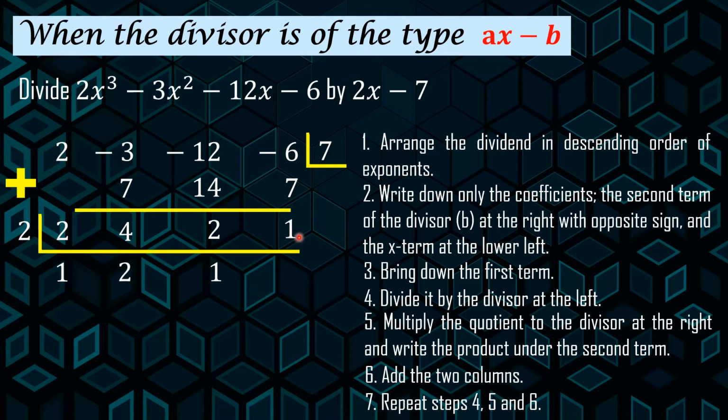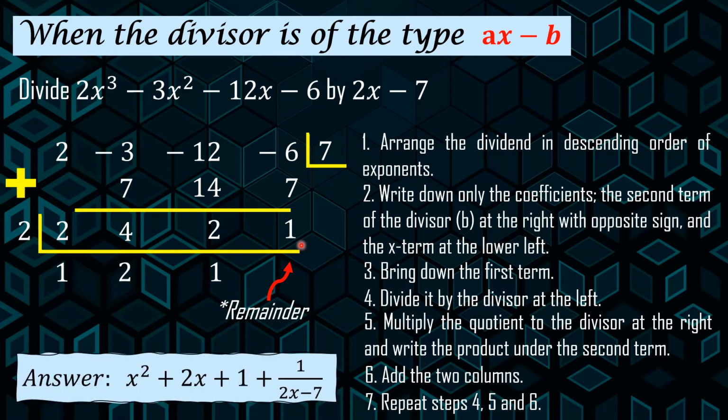Ayan. So, dito na natapos ang ating solution. So, paano ba natin ito gagawing polynomials? So, may natira ulit na 1 at ang 1 na yan ang tinatawag nating remainder. So, let us write the final answer here as x squared plus 2x plus 1 plus 1 over 2x minus 7. So, paano naging ganito yung final answer?